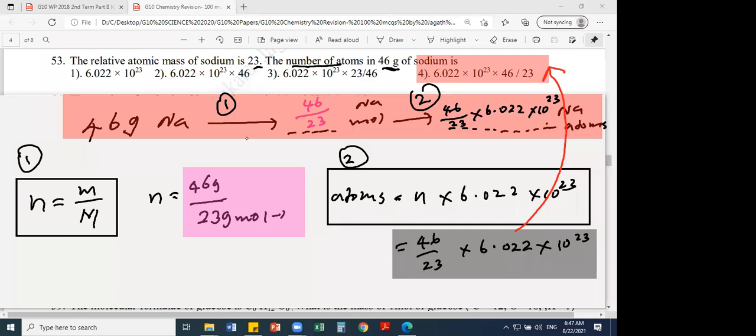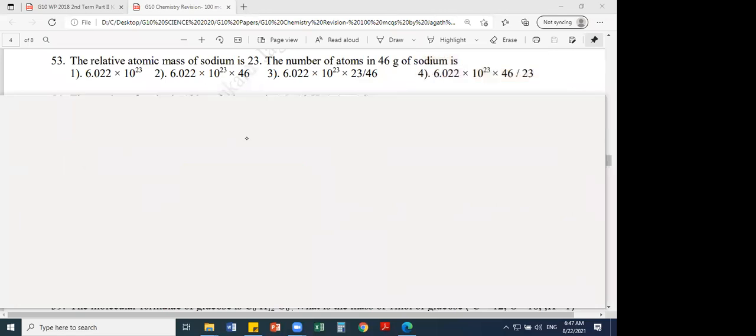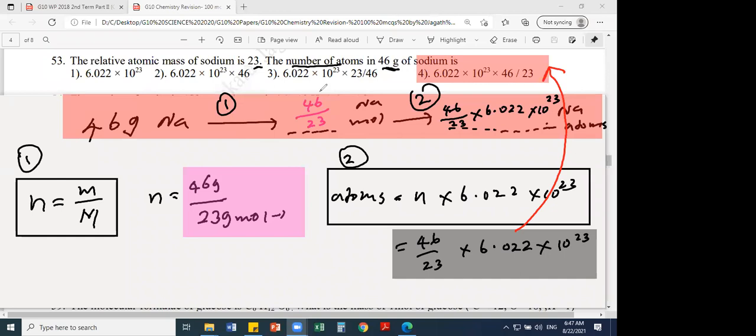Right. Okay. Then let's move on to the question. Shall I erase this? Anyone still copying down? Okay, I will erase this and move on to the next one now.